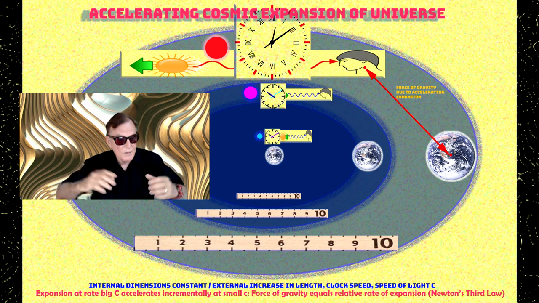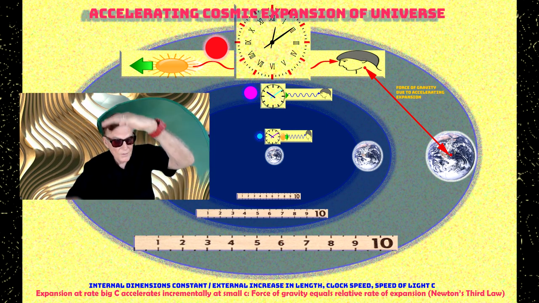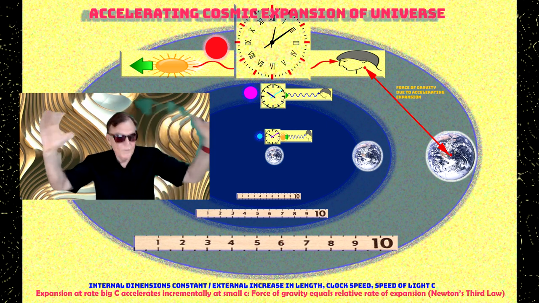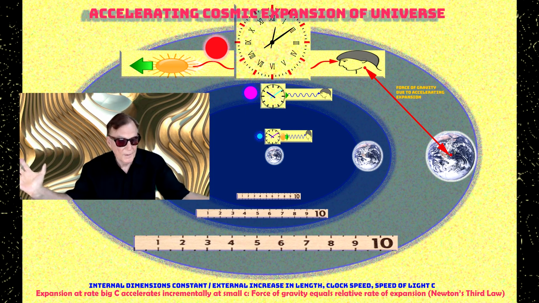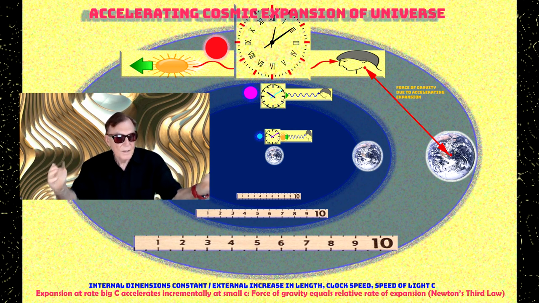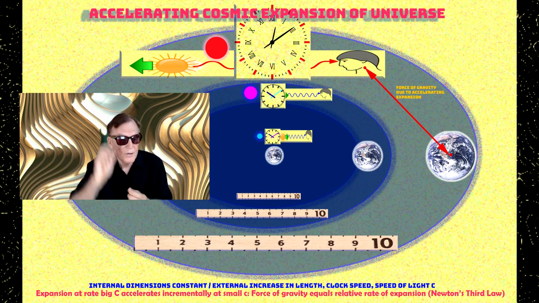It's exactly opposite the rate of falling bodies. So the force of gravity matches the force of expansion perfectly. The rate of falling bodies is exactly the same as the acceleration of expansion of light into space, because the light is telling you the truth. It's telling you that space is expanding, but matter cannot do that.